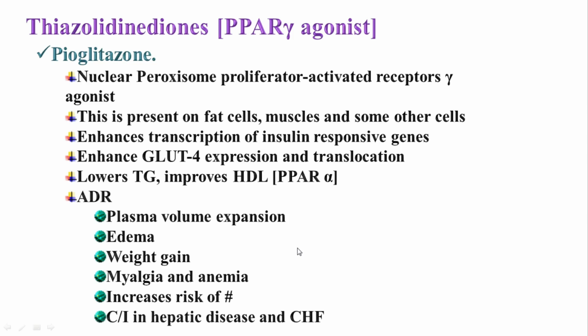In order of importance, please do metformin first, followed by sulfonylureas, followed by GLP-1 agonists, followed by DPP-4 inhibitors, followed by thiazolidinediones. Lastly, do acarbose. I hope you have understood this.